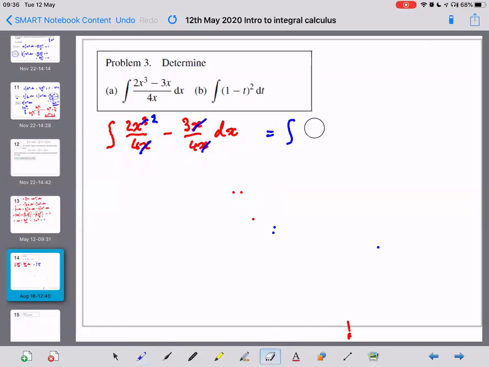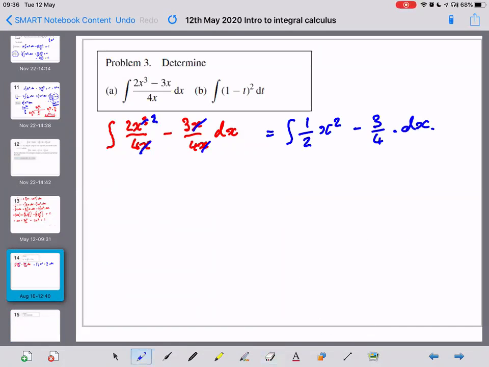I'm going to write that more neatly as well. It's got a constant, this quarter x squared minus 3/4 dx. Sorry, that's not a quarter, it's a half. 2 over 4 is a half. So that's some simplification up front.